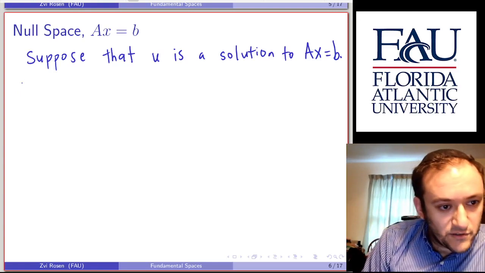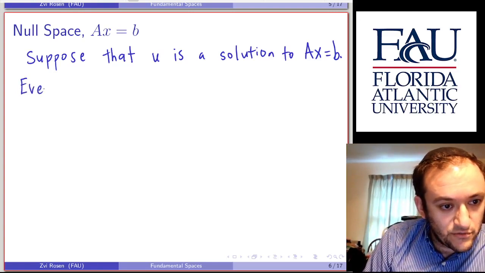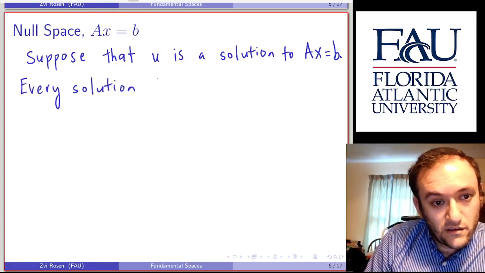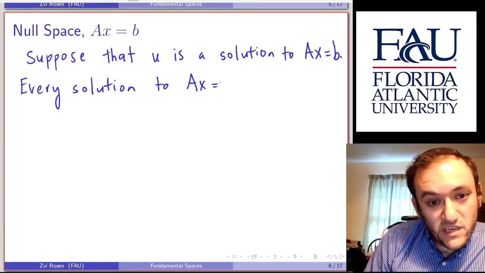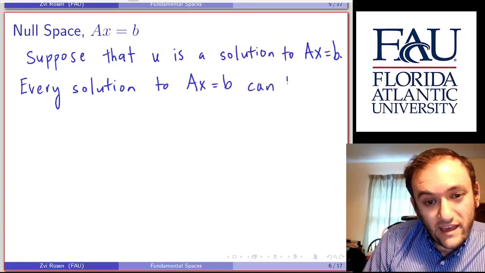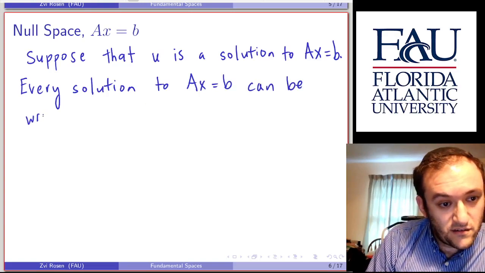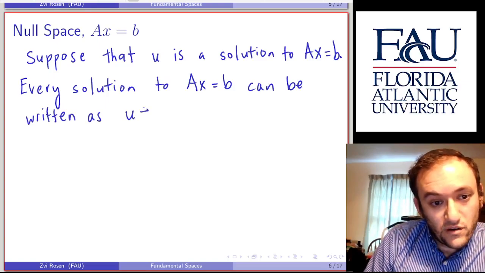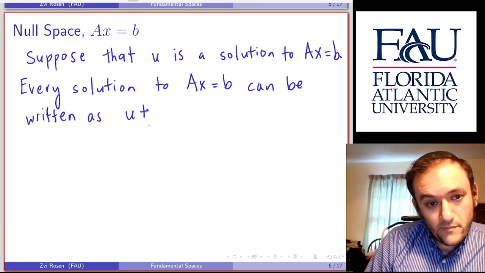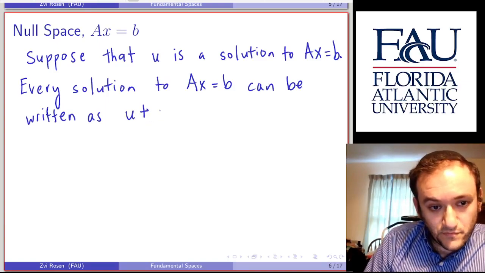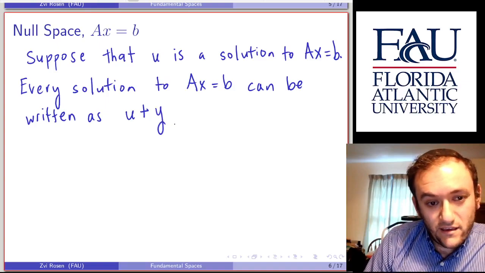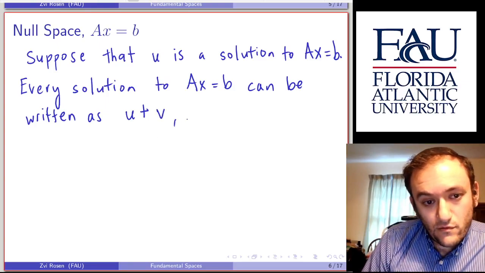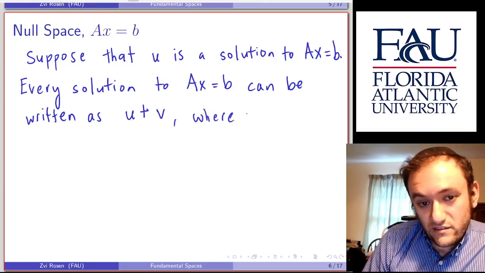So we're going to write the following is true. Every solution to AX equals B can be written as U plus some vector Y. No, let's make it V, where V is in the null space.